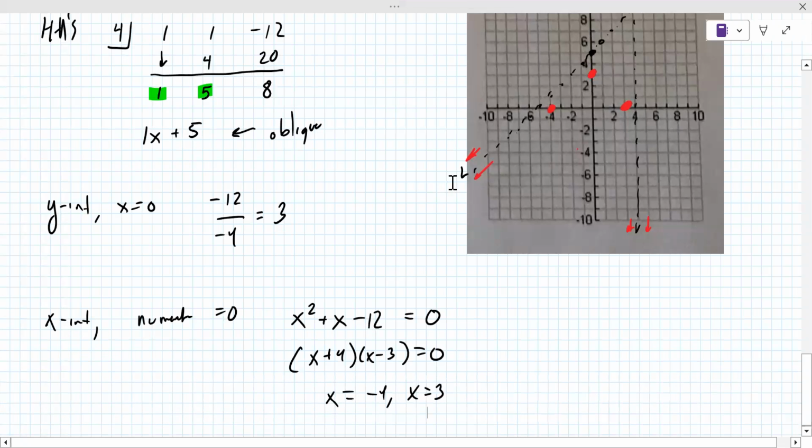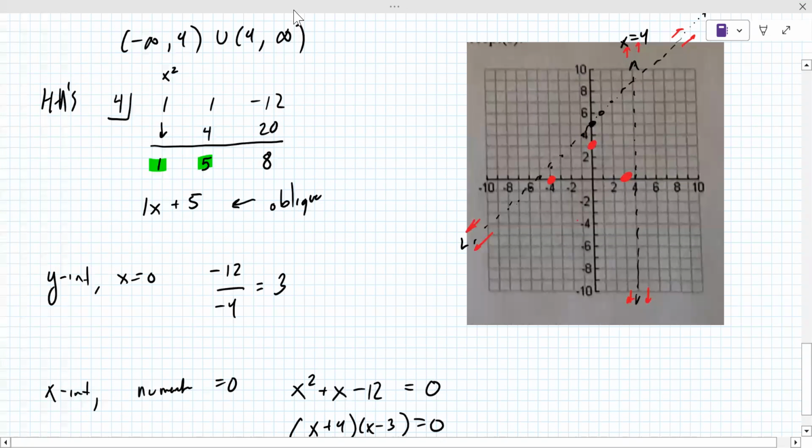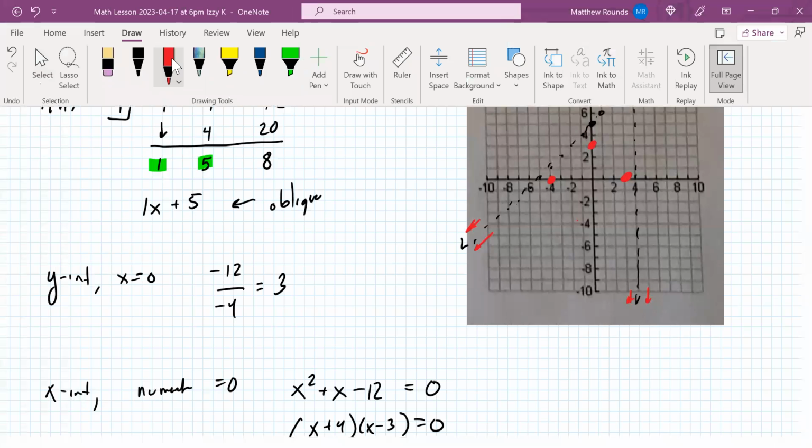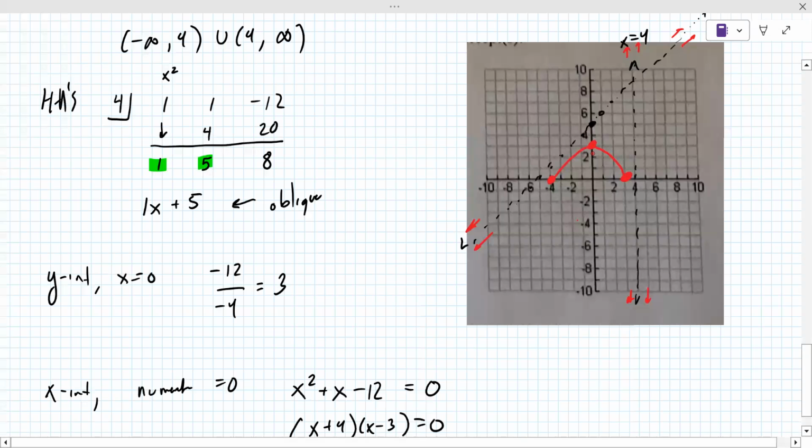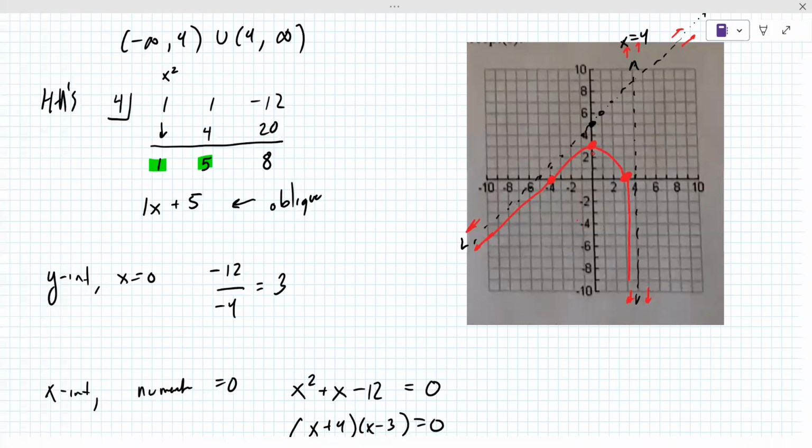So now we go back to the graph. We've got some good stuff here. We don't have to guess and test points. It can only cross the x-axis at an x-intercept. It can only cross the y-axis at a y-intercept. So this has to work like that. Okay, and then they have to attach to an asymptote. So it looks something like that. Okay.